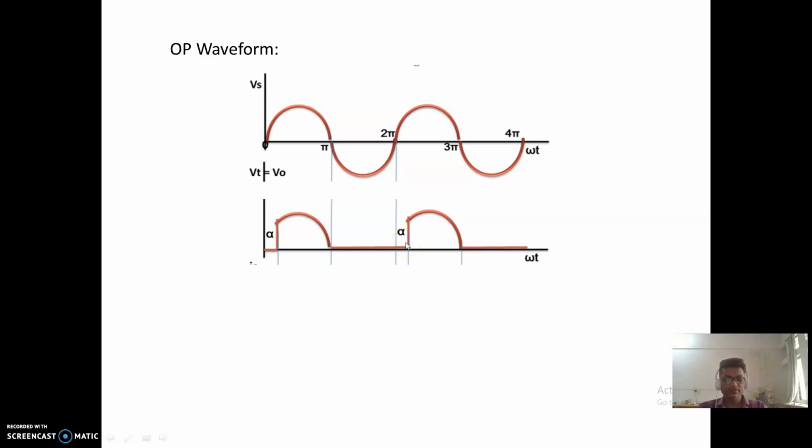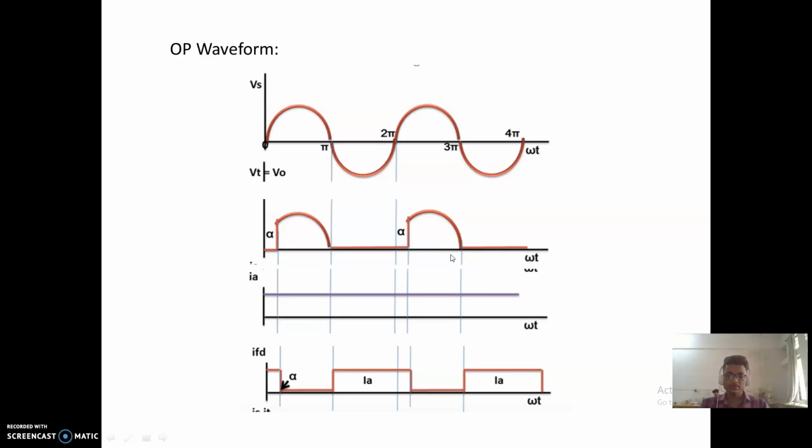And now this is the output current waveform. Our output current is continuous. We discussed it earlier, and this is the freewheeling current. When the switch is on, the freewheeling current is low, and when the switch is off, the freewheeling current is high.